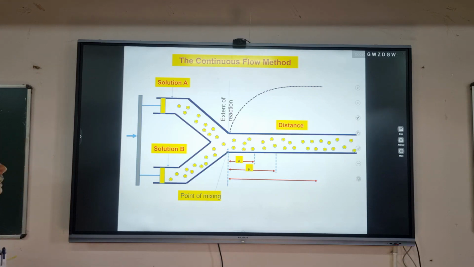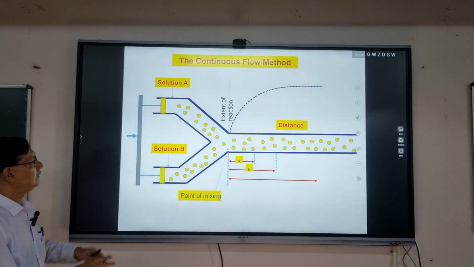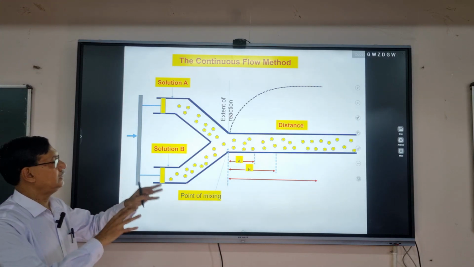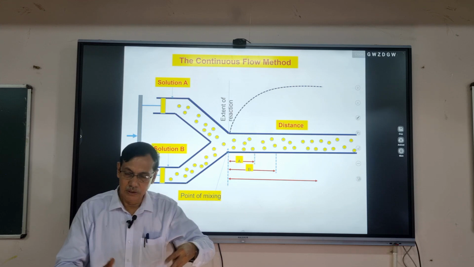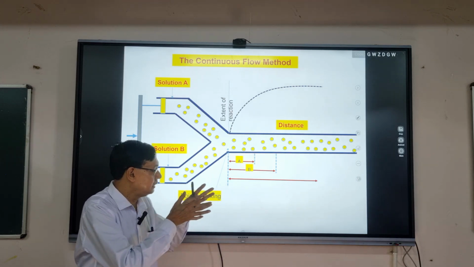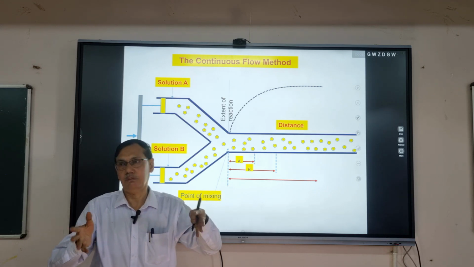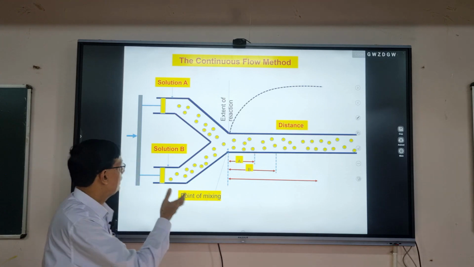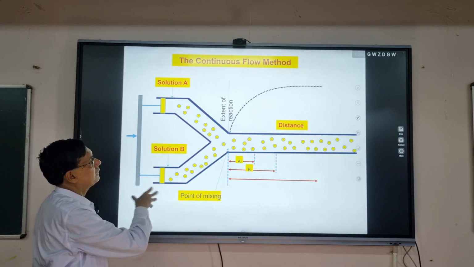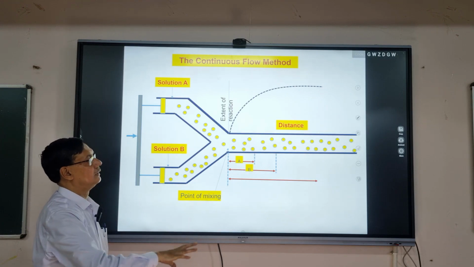I am just showing you the photographs. Sometimes when you see the instrument, there is a difference. Sometimes it is called the schematic diagram for understanding the subject. If you see the instrument, it looks different. But it is just a similar system everywhere: stop flow, flash photolysis, everywhere.